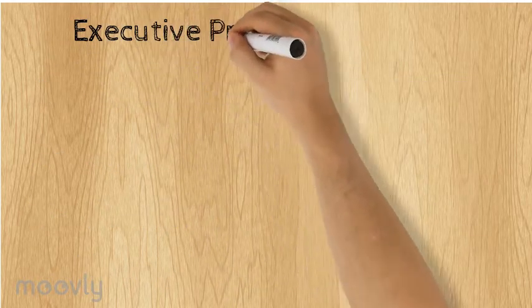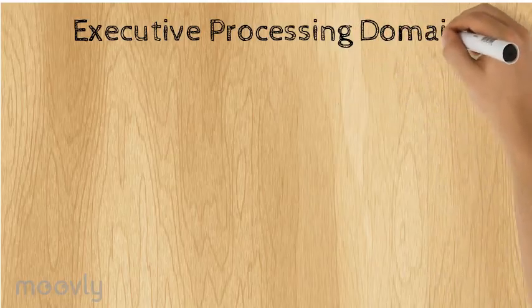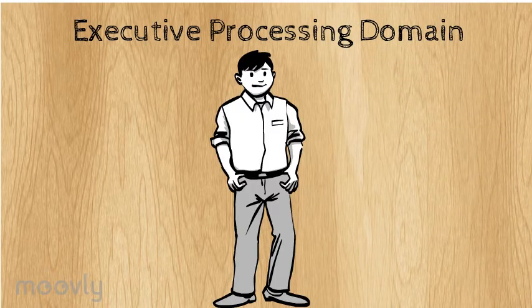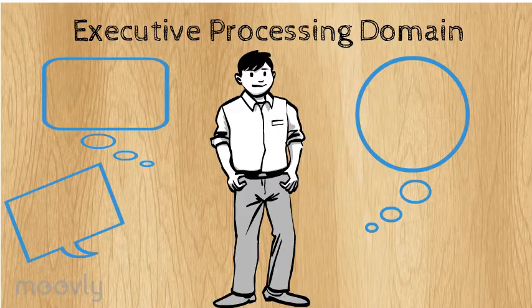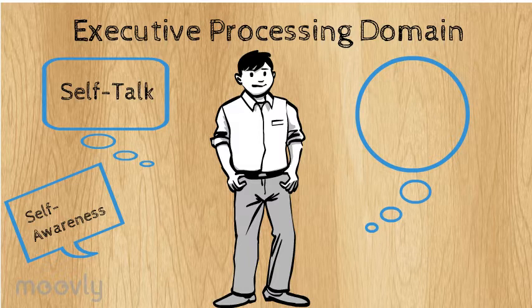The last level of the CIP is the executive processing domain, or metacognitions. It's a regulating and integrative process. It looks at the ways clients think about and affect the nature of their own thinking. There are three types of metacognitions: self-talk, self-awareness, and monitoring and control.